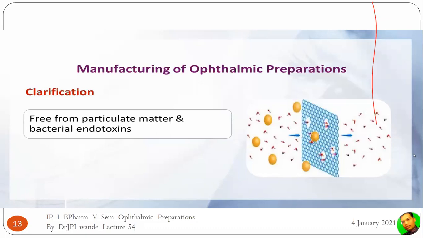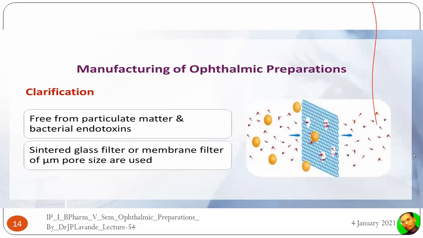So in order to make the eye drops clear, there is a need to make the product free from particulate matter and bacterial endotoxin. For ophthalmics, there is a stringent requirement, same as that of the parenteral sterile dosage form. It should be free from particulate matter. It should be free from bacterial endotoxins.